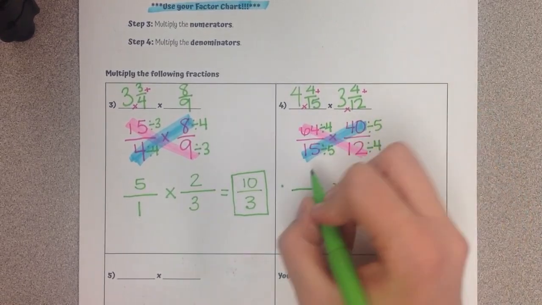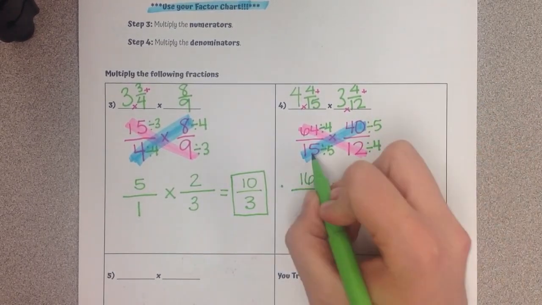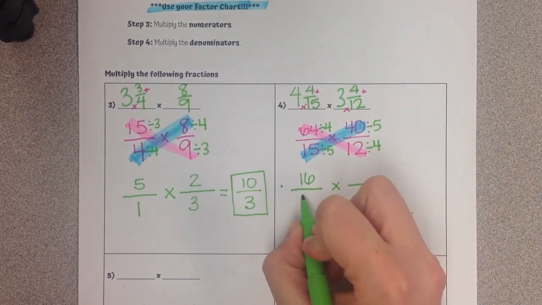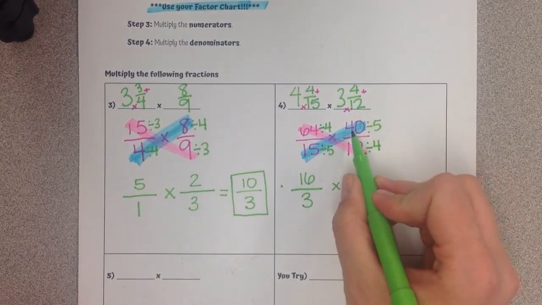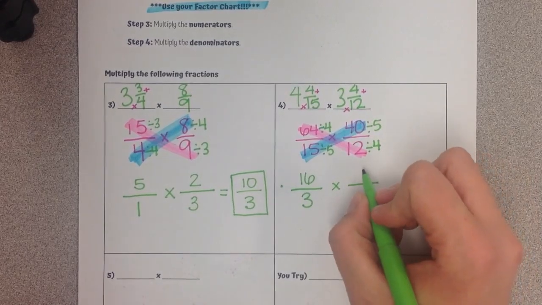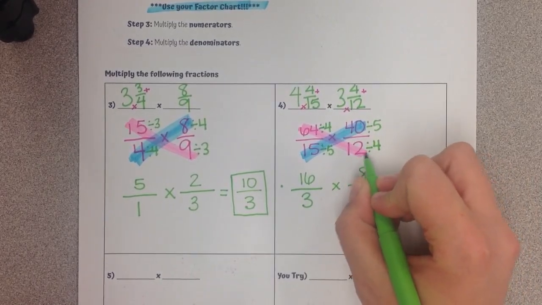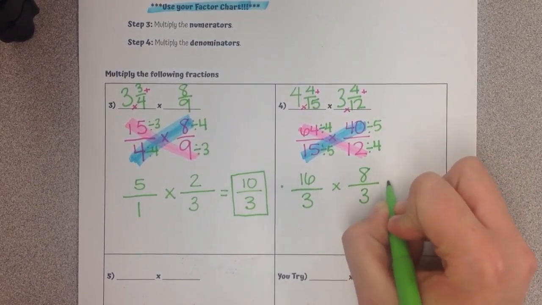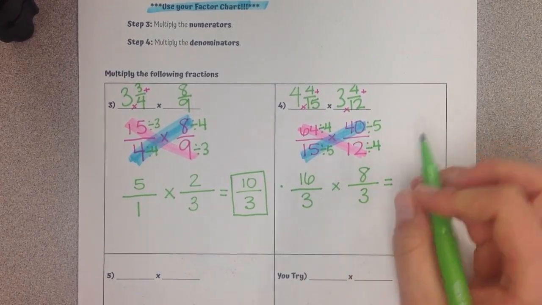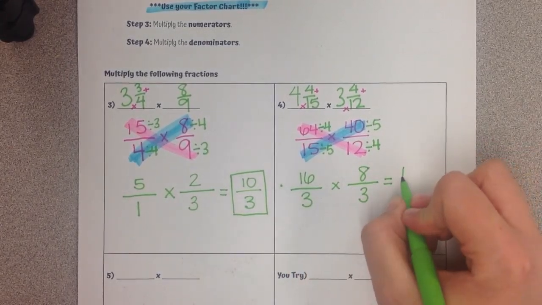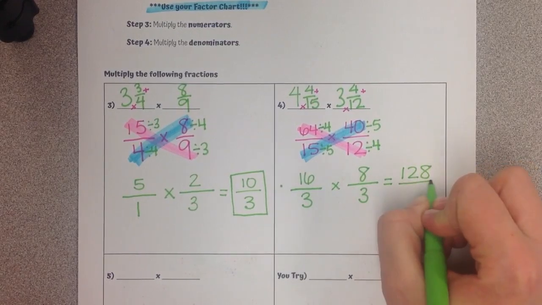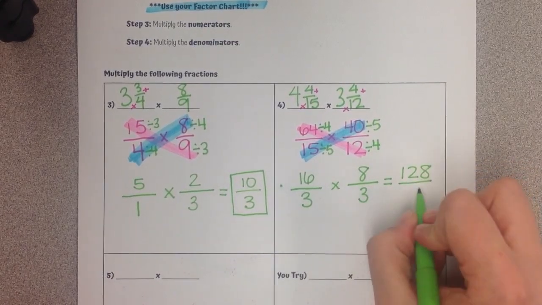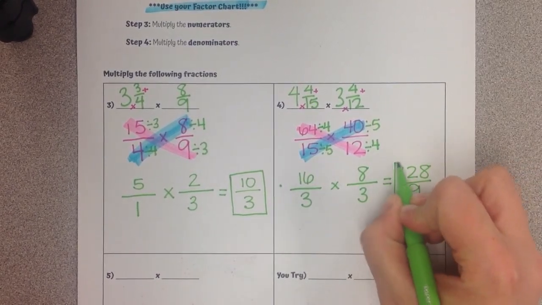64 divided by 4 is 16. 15 divided by 5 is 3. 40 divided by 5 is 8. And 12 divided by 4 is 3. Now I can multiply across. 16 times 8 is 128. 3 times 3 is 9.